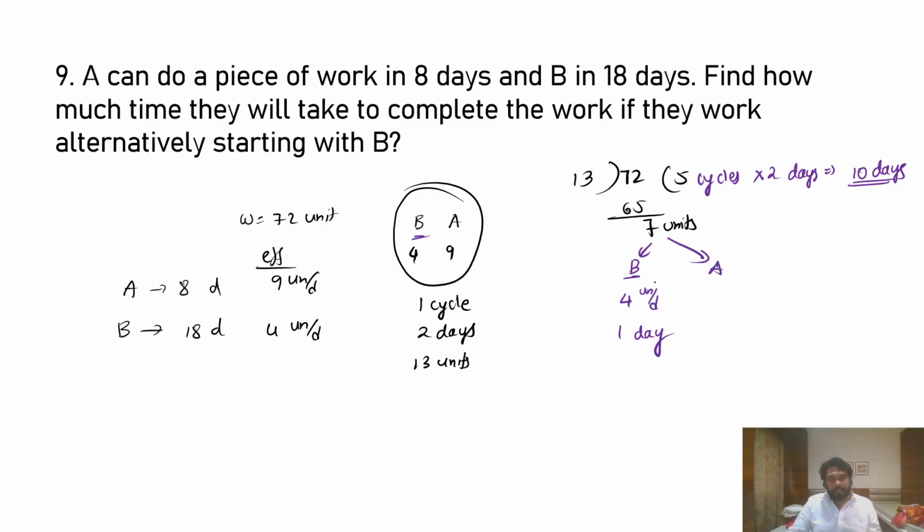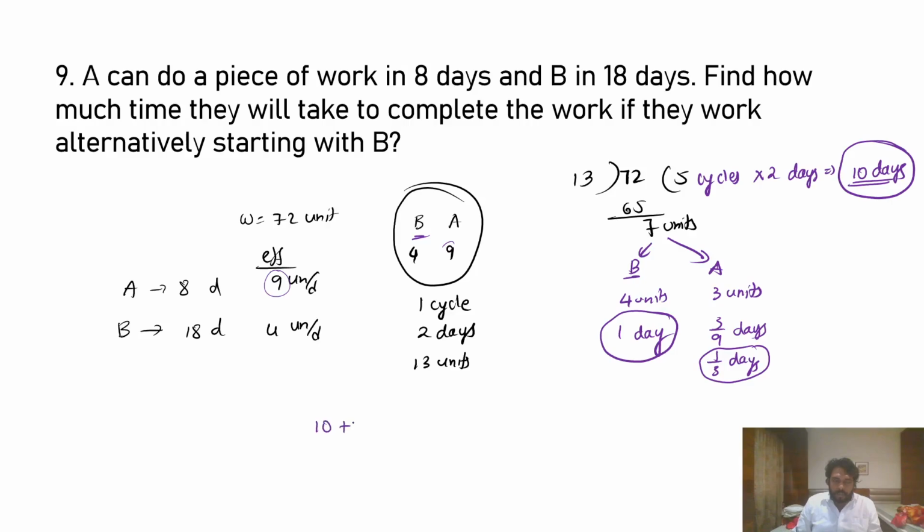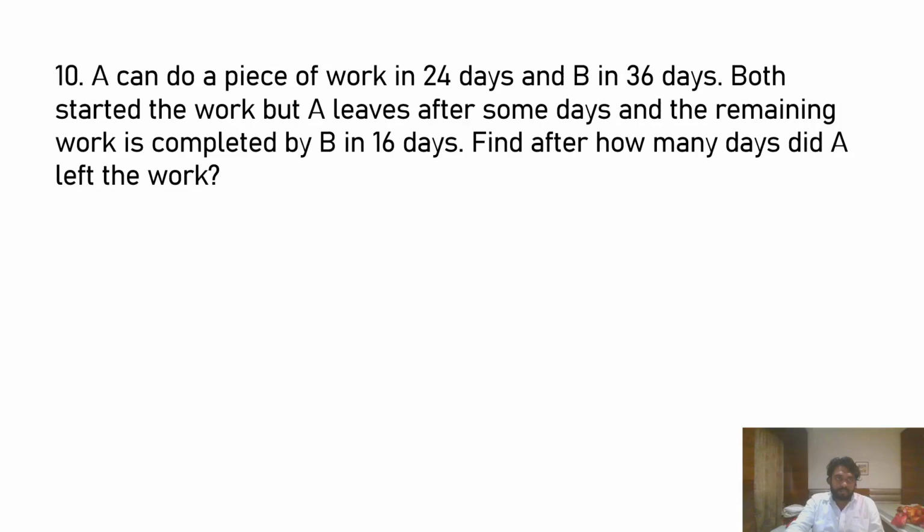Who will come to work? A will come to work. So 3 units. A does 9 units in a day, so 1 unit would be 1 by 9, 2 units 2 by 9. Similarly 3 units would be 3 by 9 days. 3 by 9 is nothing but 1 by 3 days. So initially 10 days, in this cycle 1 day and 1 by 3 day. So total 10 plus 1 plus 1 by 3, which is 11 1 by 3 days. I hope you understand this question, guys. Okay, let us move on to next.